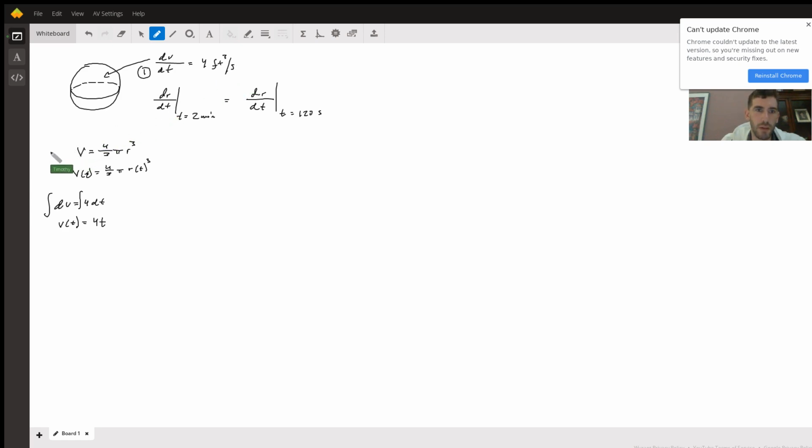So we can start out with the volume of a sphere equation, which is V equals 4/3 pi r cubed, and parametrize it in terms of t. So V becomes V of t and r becomes r of t. And then V of t will equal 4t, and r of t will be the radius in terms of time. So 4t is equal to 4/3 pi r of t cubed.